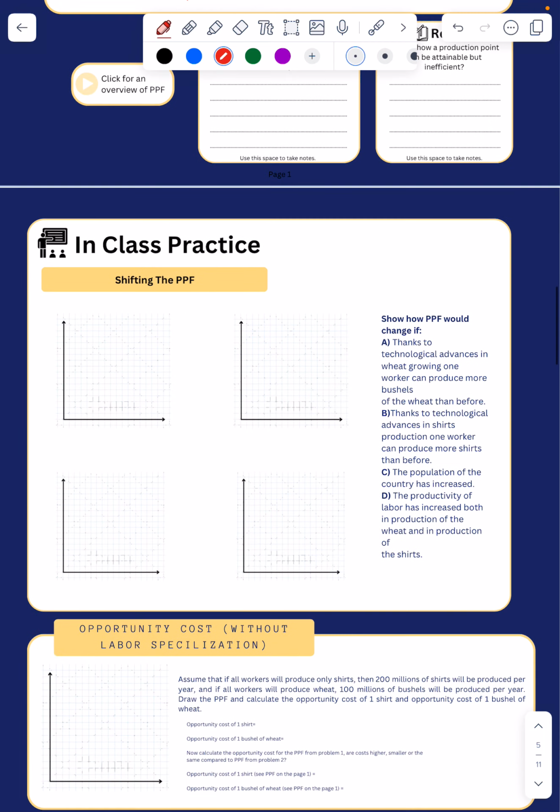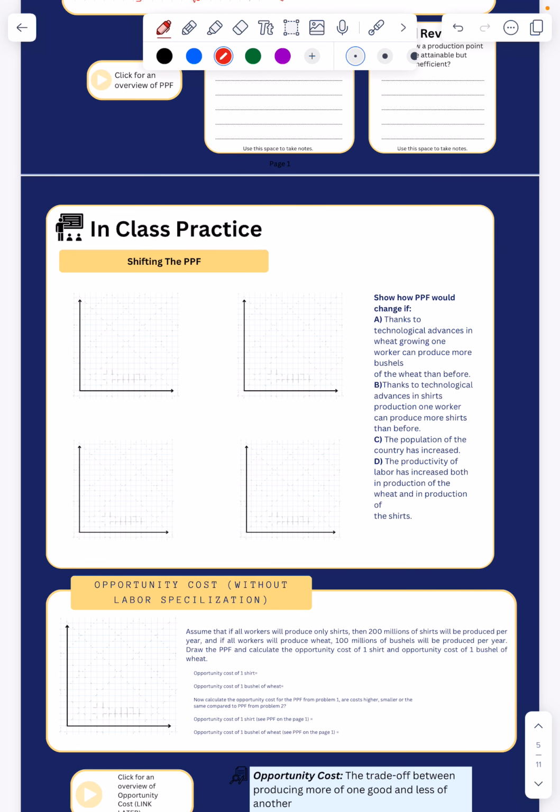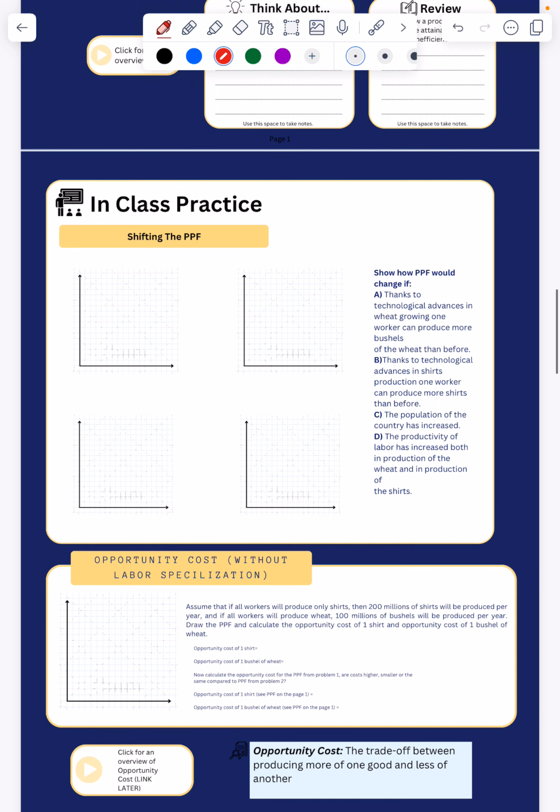So now we move on down to shifting the PPF. There are lots of different ways that the production possibilities frontier can be shifted. And there are 4 scenarios on here: A, B, C, and D.